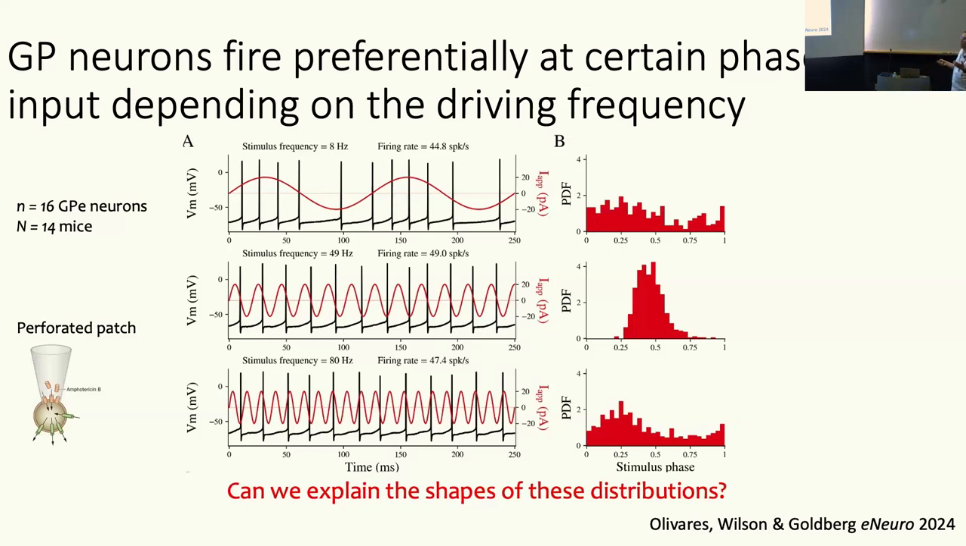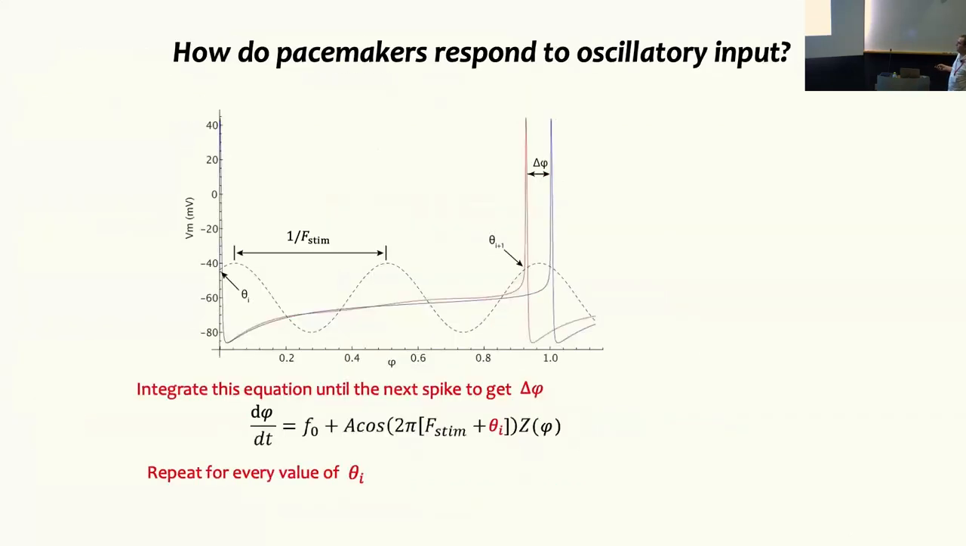can we explain why it looks like this? Why do we get this phase locking? Why does the sinusoidal modulation phase, why does this spike phase distribution look that way? Okay, so I'm going to try to convince you that yes, we can actually do this really well.